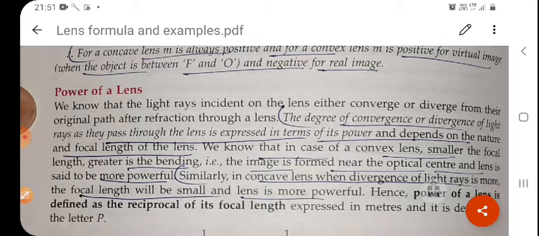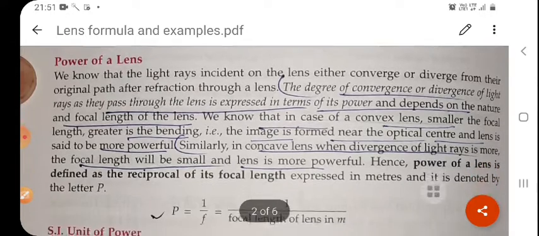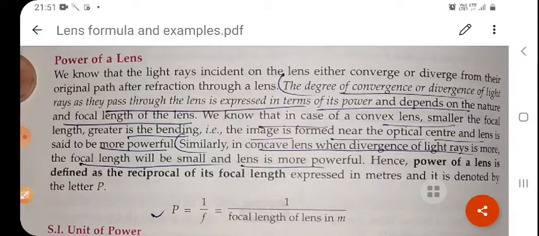Okay, the amount of the convergence or divergence of the light rays decides the power of the lens, and it depends on the nature and focal length of the lens. Okay, the smaller the focal length, greater is the bending. Image is formed near the optical center and lens is said to be more powerful. Okay, for convex lens. In concave lens, when divergence of light rays is more, focal length will be small.